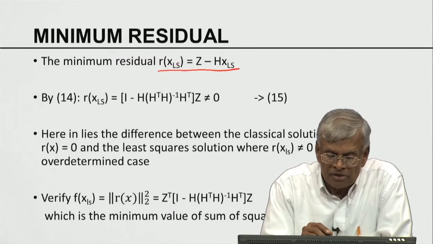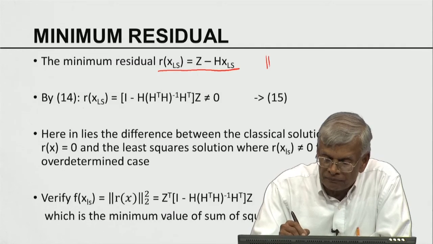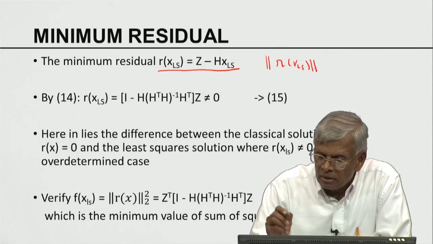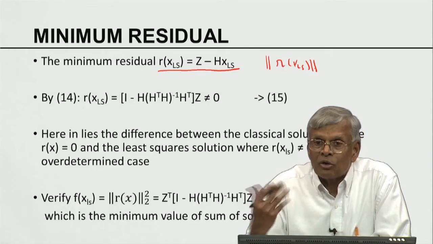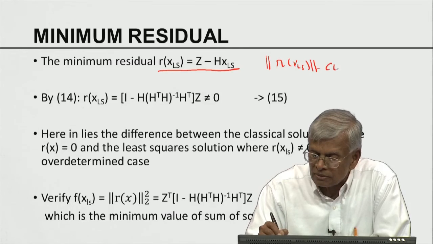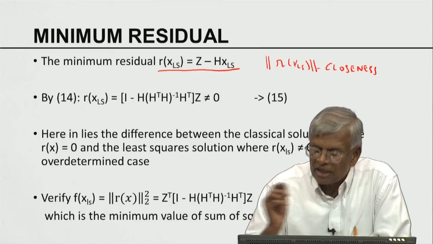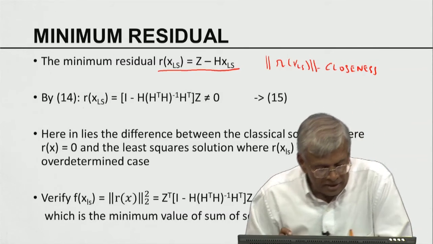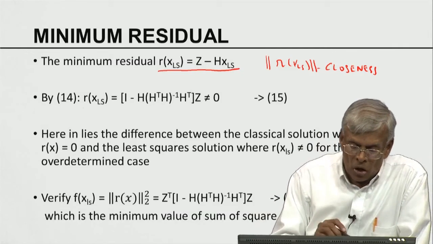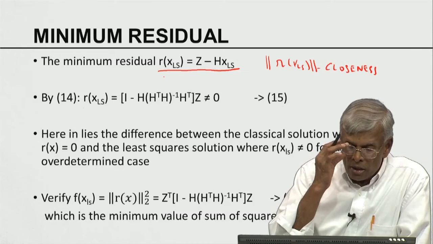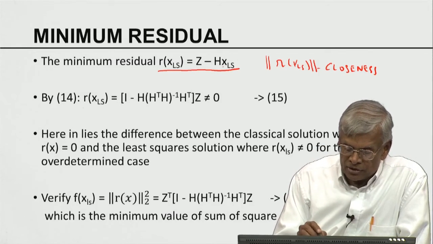We can readily compute the norm of this. So, the norm of R of X_LS gives you the measure of closeness between the left hand side and the right hand side. And how do we show the residual is not 0? Okay, now let us look at this.